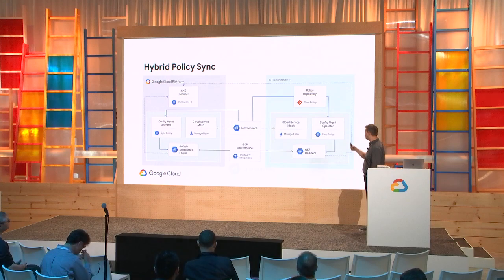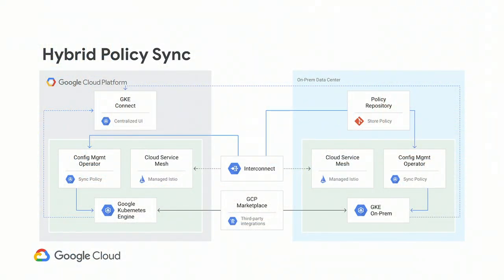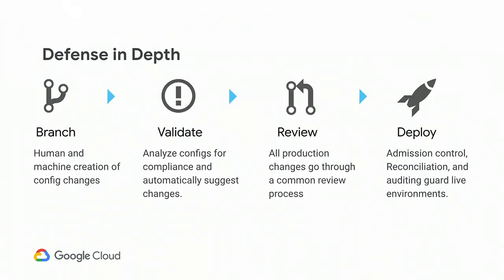And you can see we have our config management operator in both places. That's the distributed system running on those clusters and making sure that everything is in line. And the fact that it is a distributed system means that, again, if there's a networking outage, those processes are still running. So what this enables you to do is have defense in depth for the policies that you really care about. It's really a shift left sort of mentality for administrative policies.